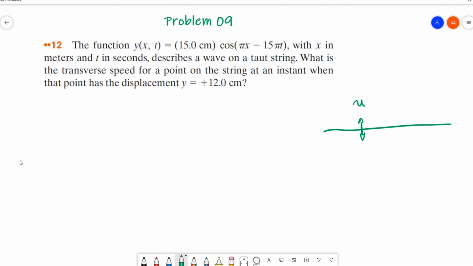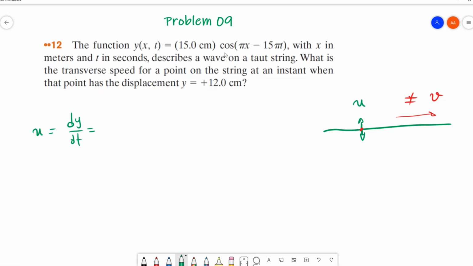First of all, we need to express u, the speed of a point. Let's say it's this point, this red point, which is oscillating. So be careful, this one is different from the speed of the wave. The wave will propagate this way, but the particle oscillates this way. So it's different from v. This is u. Great. So u by definition is the derivative dy over dt.